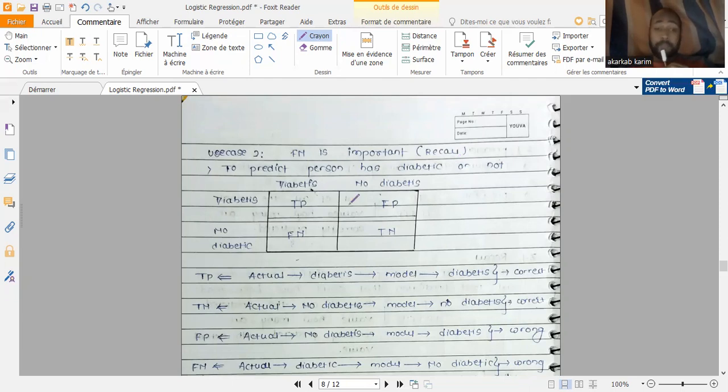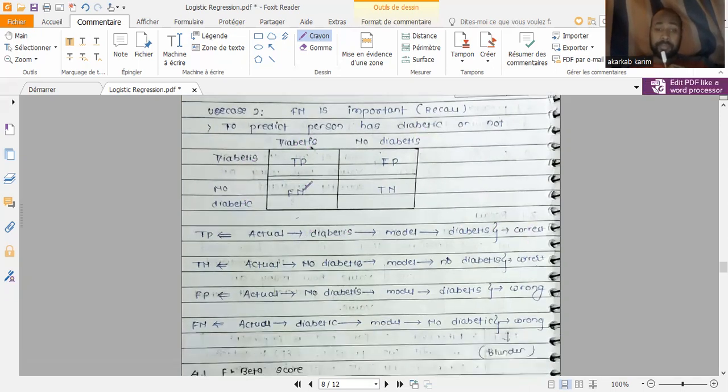Well, let's consider diabetic people. We have diabetic and not diabetic, for actual and for predicted. The actual value of true positive is diabetic, and my model considers it diabetic. That means it's correctly predicted in this first scenario, a typical true positive. For true negative also, those people are not diabetic and are predicted not diabetic, as we see here.